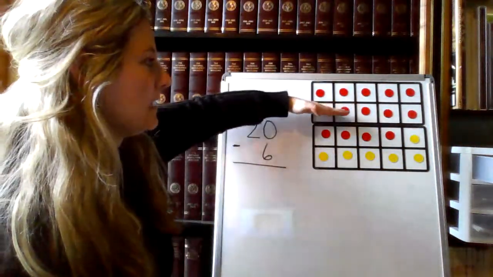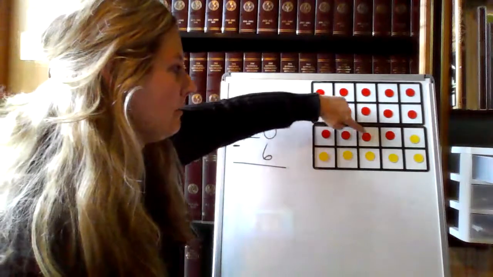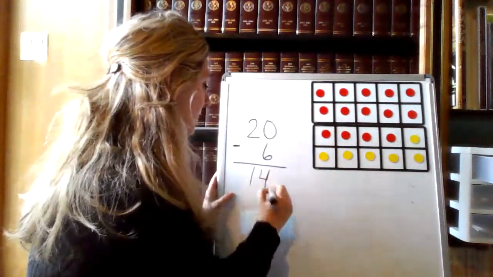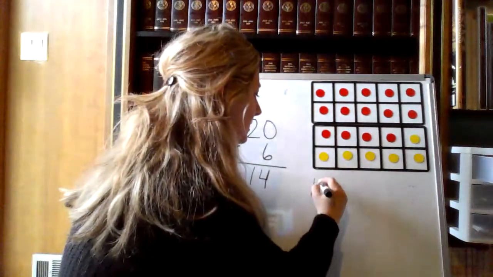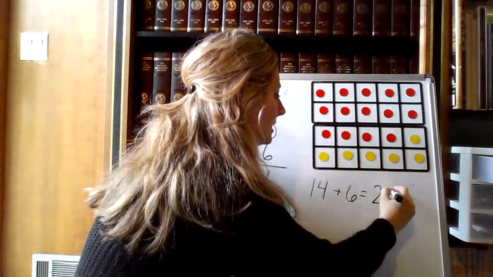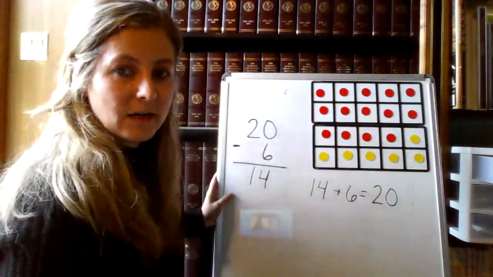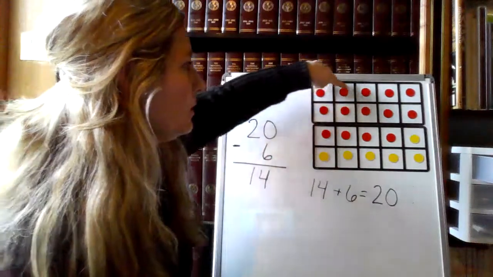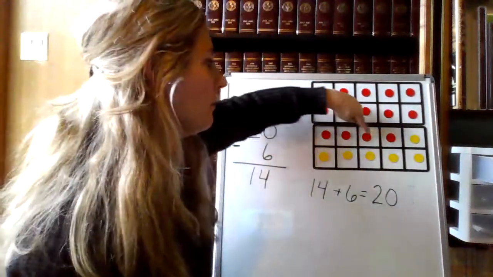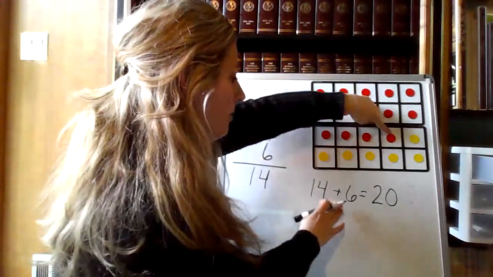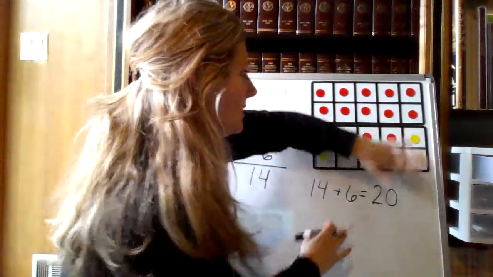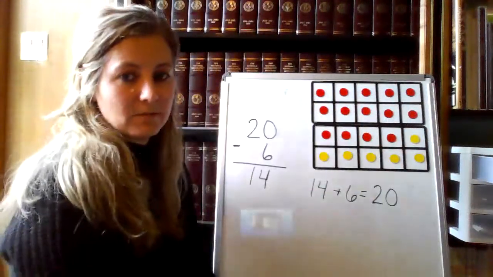5, 10, 11, 12, 13, 14. Did you get 14? Good job. Because I know that 14 plus 6 equals 20. Right? 1, 2, 3, 4, 5, 6, 7, 8, 9, 10, 11, 12, 13, 14 plus 1, 2, 3, 4, 5, 6 is going to fill up both 10 frames and give me 20.